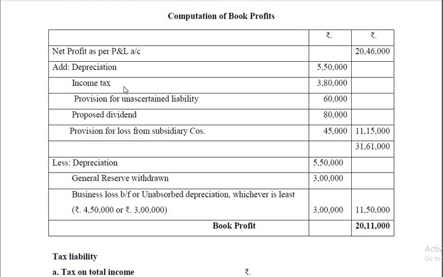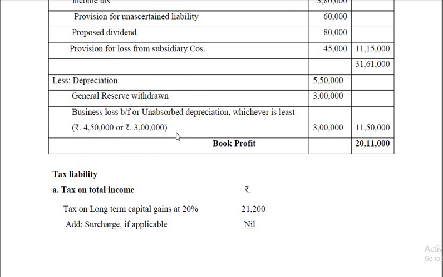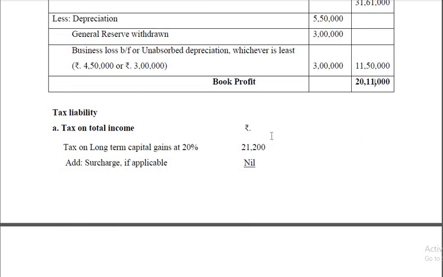Then income tax should be added, not the wealth tax. Provision for unascertained liability, proposed dividend, provision for loss from subsidiary company. These are the items disallowed. And depreciation 5,50,000 only. General reserve withdrawn. Then I told you already brought forward business loss or unabsorbed depreciation for accounting purposes. Remember, accounting purpose, not for income tax purpose. Whichever is least of the two, that is deductible. So 4,50,000 or 3 lakh, whichever is less, so 3 lakh is deductible. So together deductions are 11,50,000. So book profit is 20,11,000.